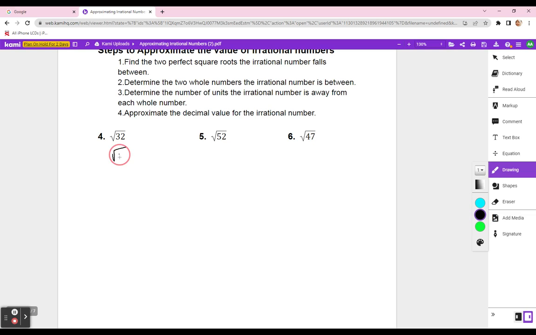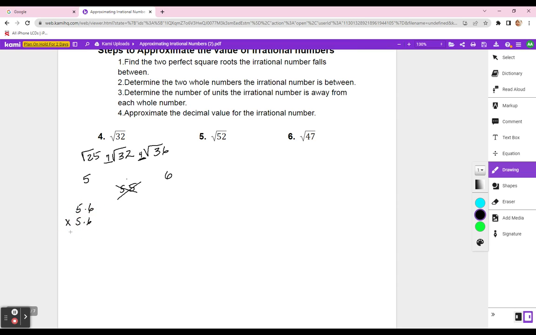Square root of 32. That's between the square root of 36 and the square root of 25. This is 5. This is 6. 7 units away from here. And it's 4 units away from here. We know it's not 5.5 because that's in the middle and these two are not equal. It is closer to 36. It's only 4 units away. So we know it's more than 5.5. We can try 5.6. Let's see if this is a good estimate.